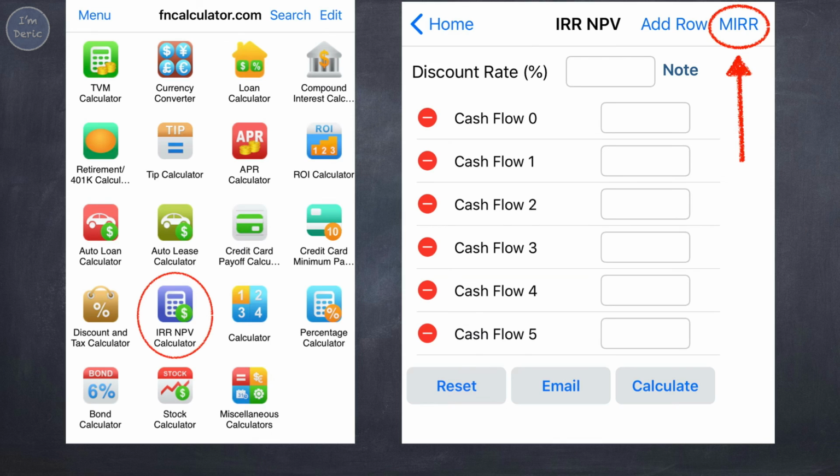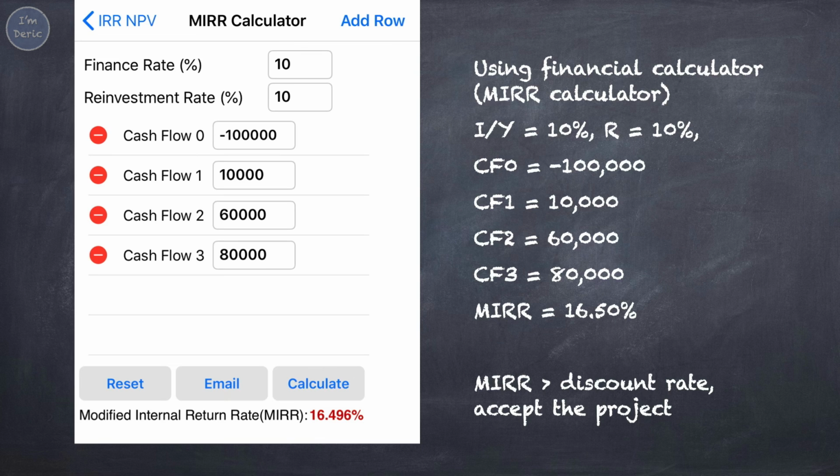To get the answer, we'll use Financial Calculator. Inside IRR NPV Calculator, you'll find one function called MIRR Calculator. Enter the finance rate as 10%, the reinvestment rate as 10%, CF0 as negative 100,000, CF1 as 10,000, CF2 as 60,000, and CF3 as 80,000. After entering these values, press Calculate, and you will obtain the MIRR, which is 16.5%. As the MIRR is greater than the discount rate of 10%, this project is considered acceptable.